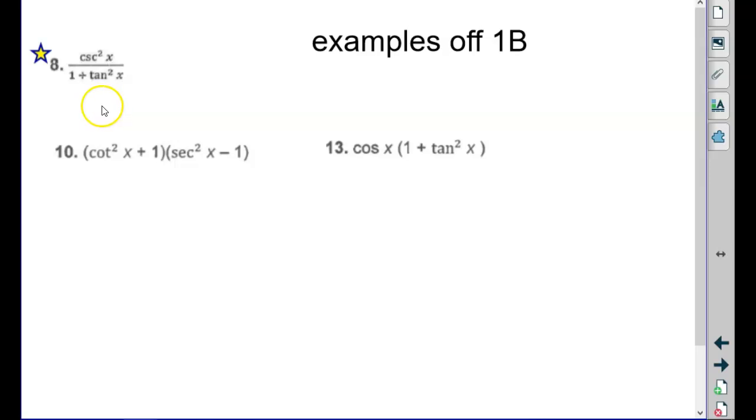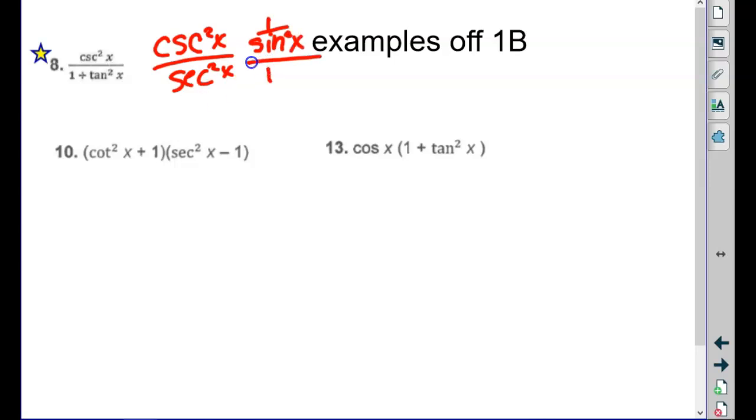I think there's a trade for it, yeah. So a 1 plus tangent squared is a secant squared. So we have a cosecant squared over a secant squared. Then if you wanted to change them to sine and cosine, this would be 1 over sine squared, and it is being divided by 1 over cosine squared.